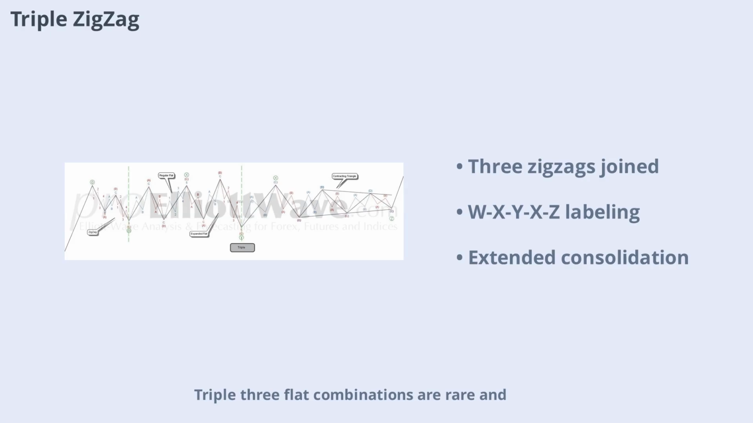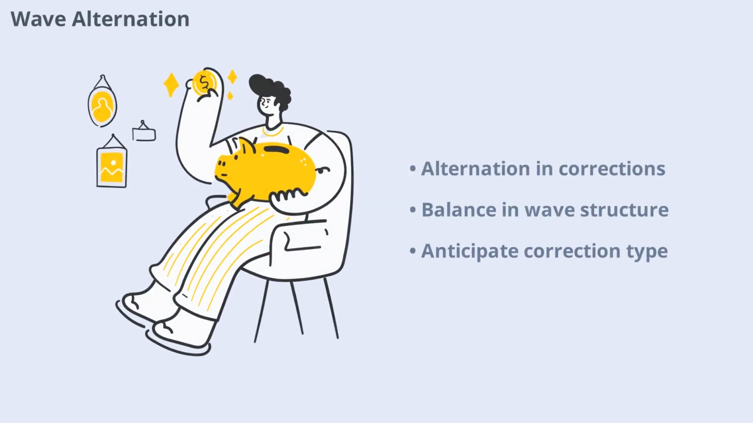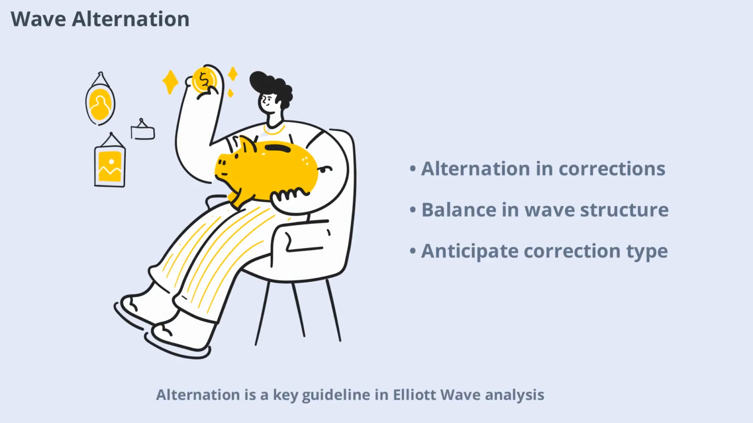Triple 3-flat combinations are rare and formed by a combination of 3 flats. These patterns signal extended periods of consolidation and sideways movement. Alternation is a key guideline in Elliott wave analysis.